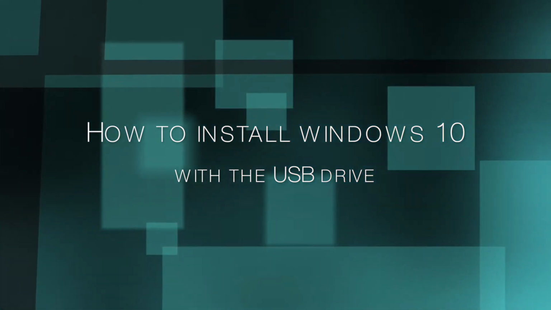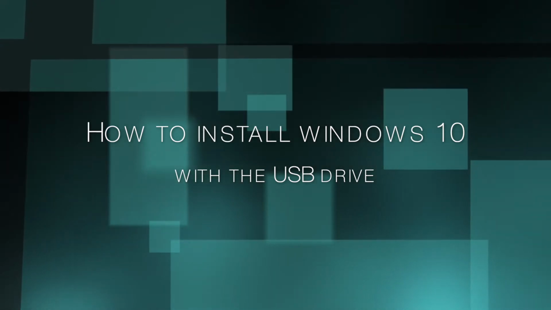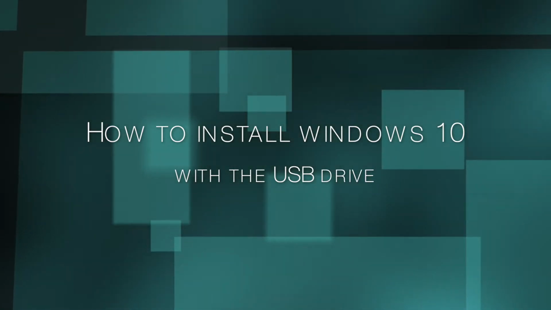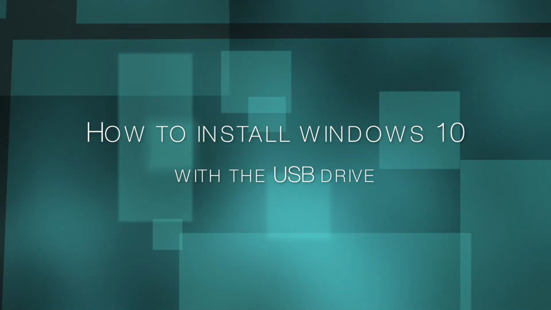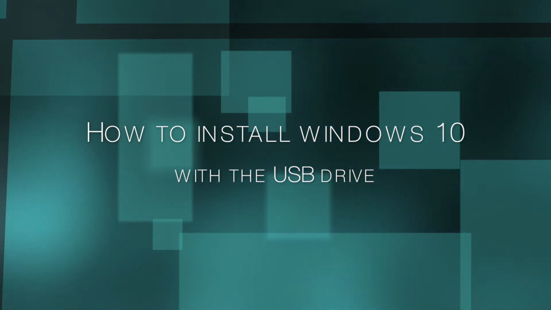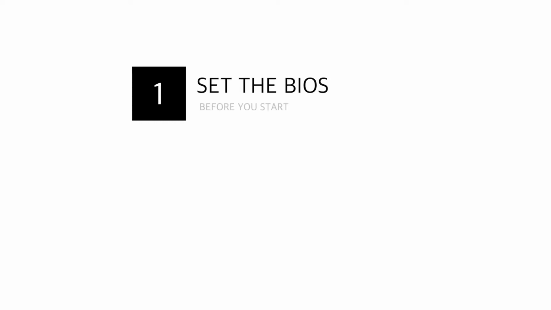Okay, let's start. When you install Windows 10 with a USB drive, you need to set the BIOS settings first. BIOS is a kind of basic system to control the OS, like Windows, and the hardware on your computer. In this part, we are going to review some settings to install Windows 10 with a USB drive. Chapter 1. Set the BIOS.